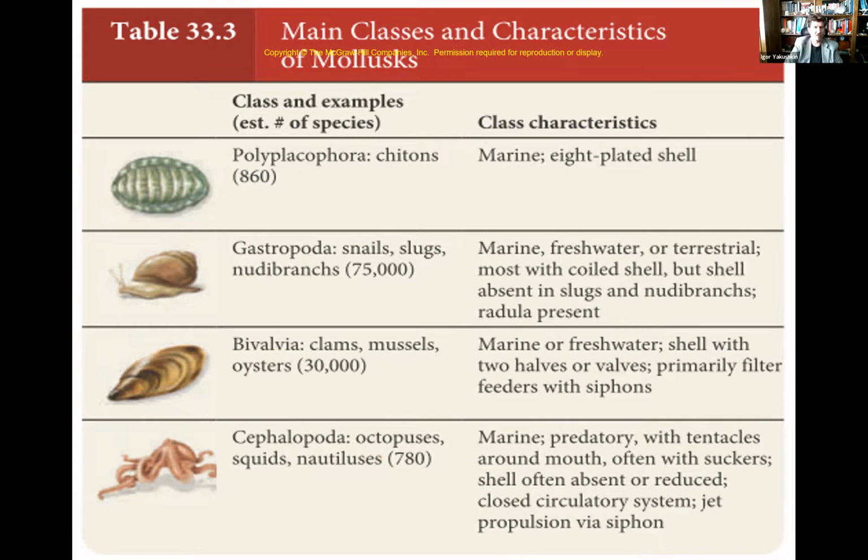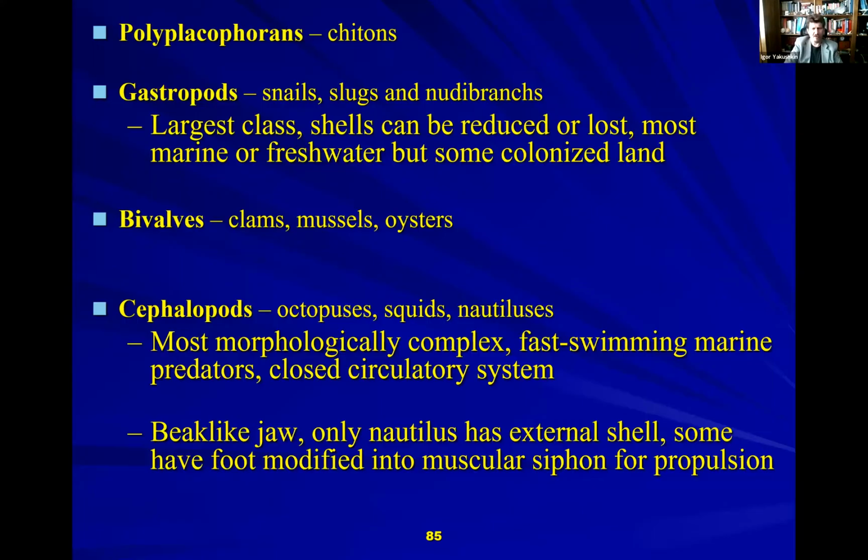Anyway, so let's quickly go over the gastropods. Again, largest class. Shells can be reduced or lost. Bivalves, clams, and cephalopods, that's the most complex, predators with the closed circulatory system. They don't have a radula, they have a beak-like jaw, and only Nautilus has the external shell, and they have a foot which is modified into a muscular siphon, which is used for propulsion, so a reactive force. They are sending the water one way and they're moving in the opposite direction.